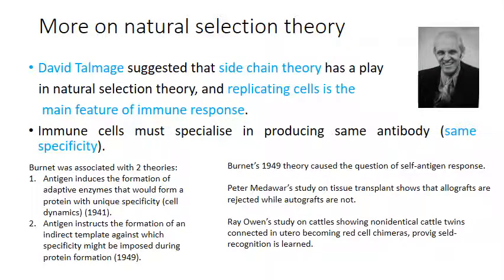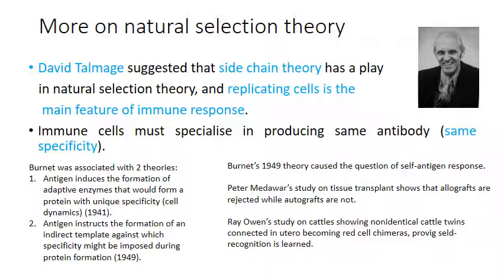So David Talmage has suggested that the side-chain theory has a place in the natural selection theory, and he stated that replicating cells is the main feature of the immune response. So immune cells must specialize in producing the same antibody, which means that once a B cell has been in contact with antigen and starts to produce antibodies, that B cell will only produce one type of antibody, which shows that they have the same specificity.